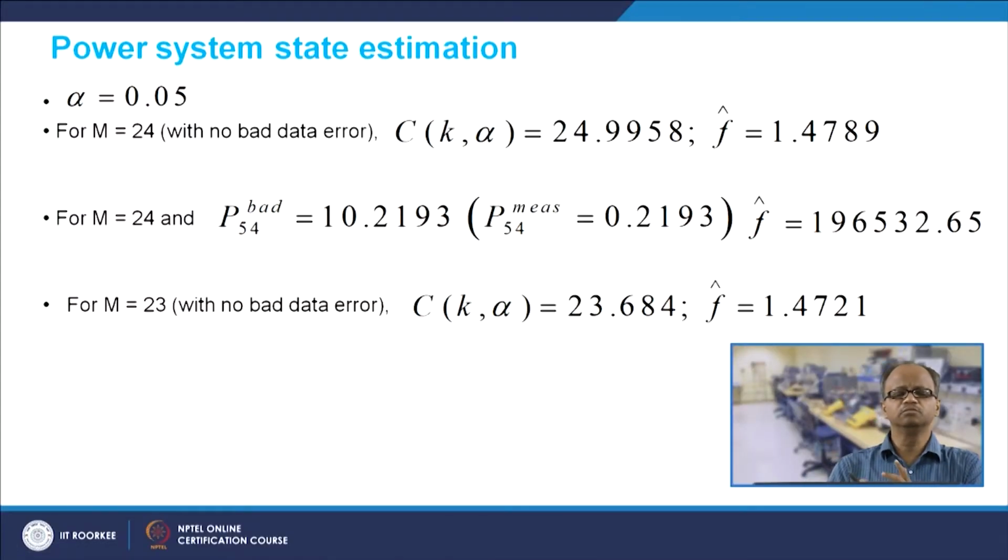But now we assume that this particular meter has gone bad. So, instead of measuring somewhere closer to 0.2193, even if this meter has error sigma equal to 0.02, its measured value would not be very far away from this value. Its value would not be equal to this, but that particular measured value would be quite close to this value.